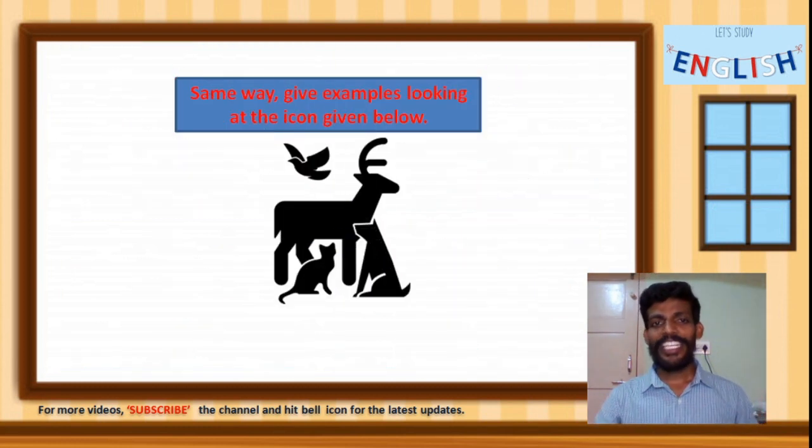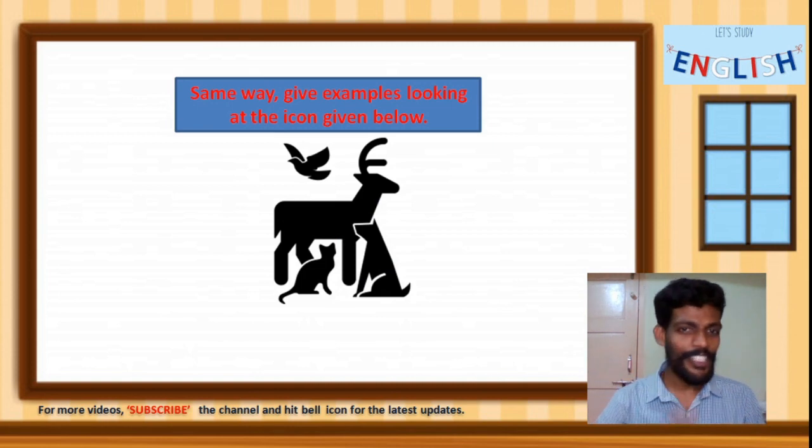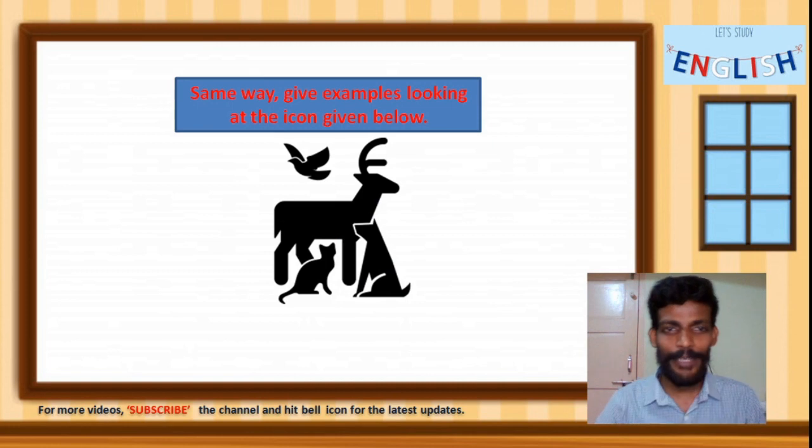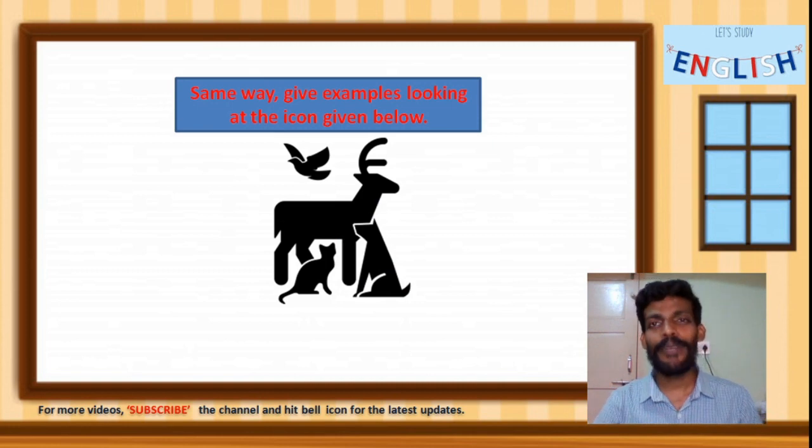Now, same way, can you give examples looking at the icon given below? This is also one category belonging to the same. Can you name some of the animals or birds? Because names of the birds and animals also belong to the nouns. They are also called naming words.